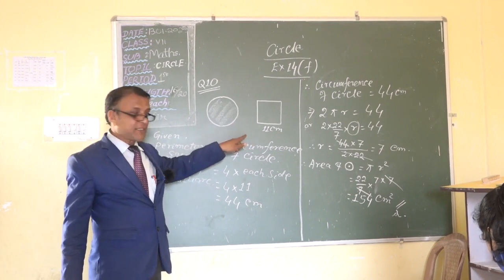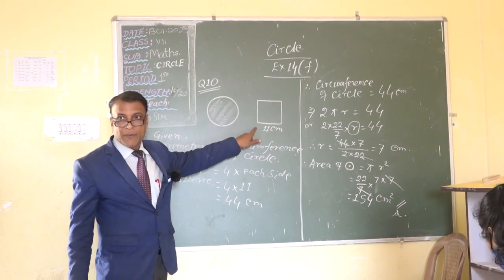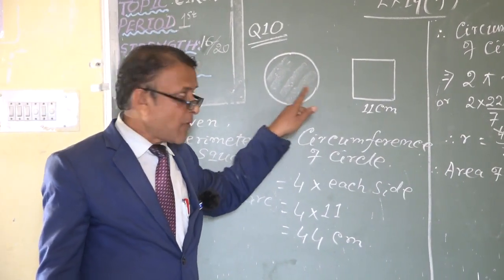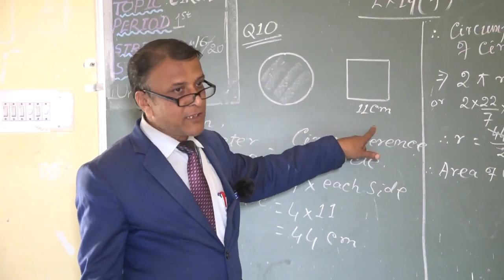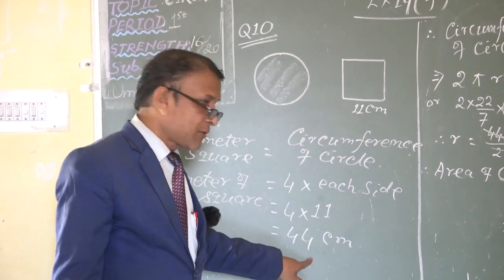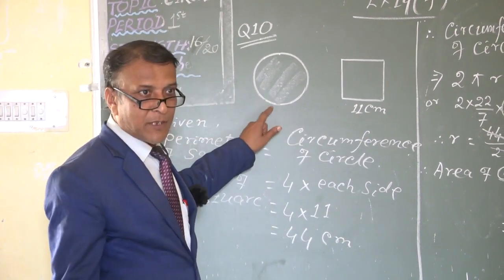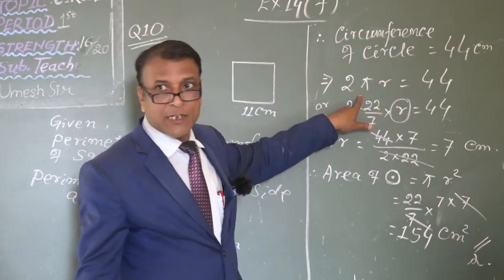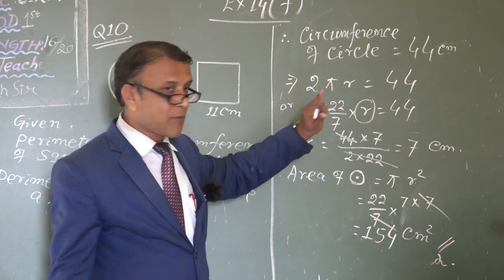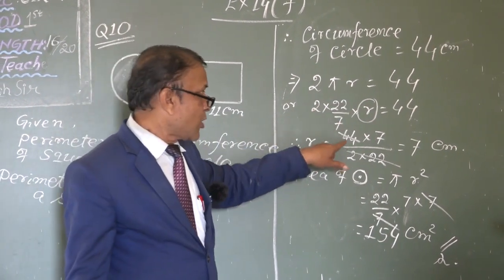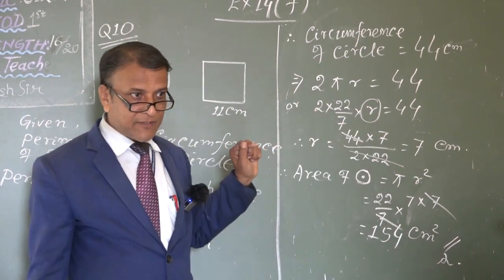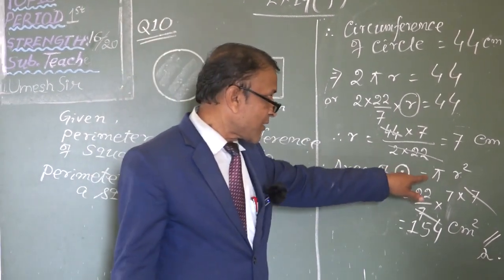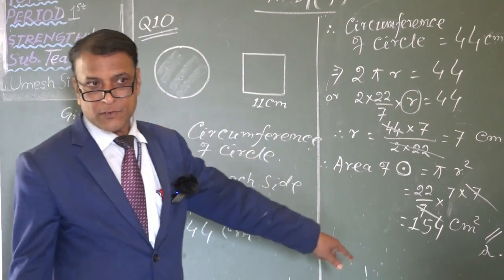Here it is, once again I am saying, it is given that the perimeter of the square is equal to the circumference of the circle. One side is given, so you find its perimeter. That perimeter we got is equal to the circumference of the circle, because it is given in the question. The circumference of a circle has the formula 2 pi r. So 2 pi r is equal to 44. By simplifying, we got the r value, that is equal to 7 centimeter. After getting the r value, using the formula pi r square, we can get the area of the circle.